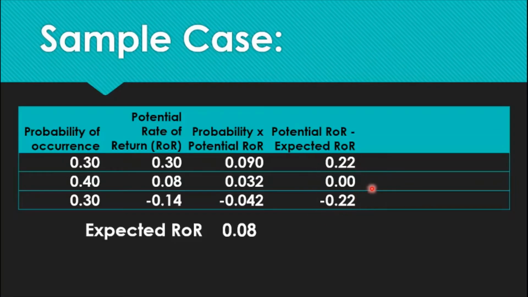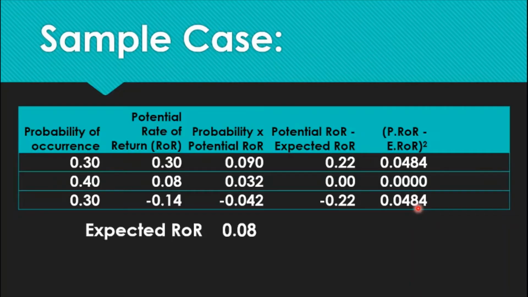Now that we have this, we would want to combine these three figures. Unfortunately, we cannot do so because if we take the simple sum total of such, the positive and the negative figures will simply offset one another. To prevent us from dealing with negative figures, what we can do is to take the square of these amounts. The square of 0.22 would be 0.0484. 0 would still be 0, and negative 0.22 will also be 0.0484.